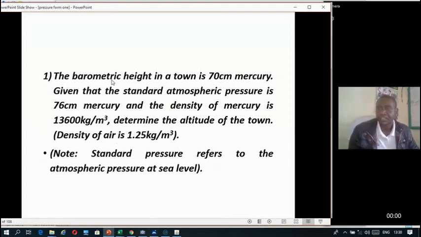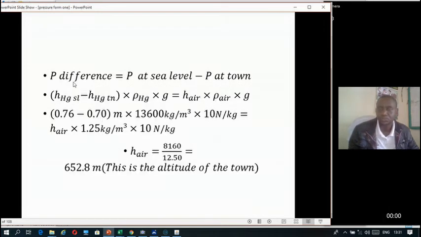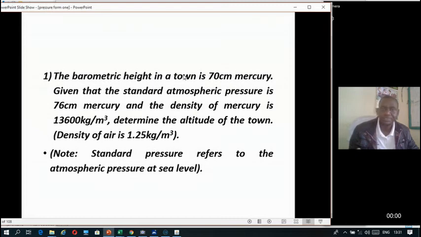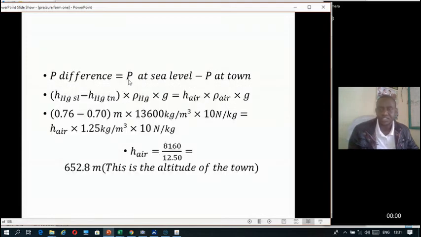So a place is 70. Then the standard one is 76. So that tells you there is a reduction, from 76 to 70. So what do we do? Pressure difference. The pressure difference here is 6. So it is equal to the pressure at sea level minus the pressure at the town.